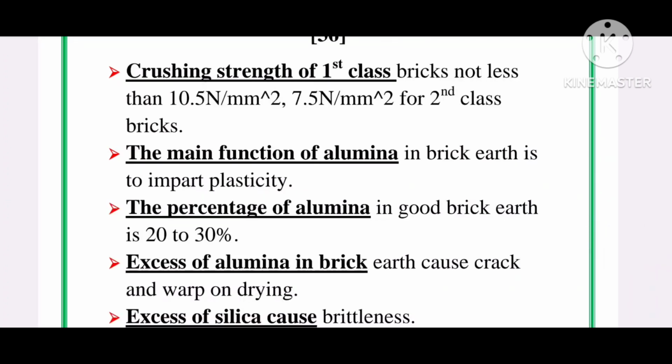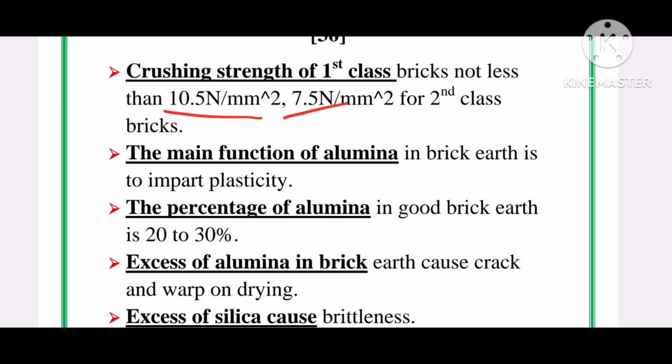Next, the crushing strength of first class brick is not less than 10.5 Newton per mm square, and for second class not less than 7.5 Newton per mm square.